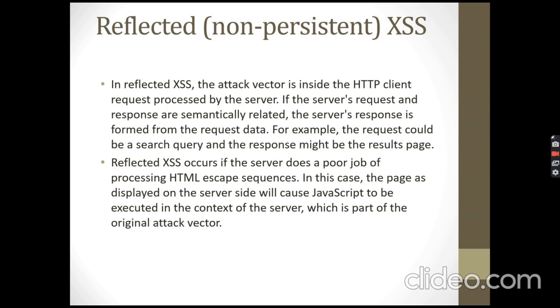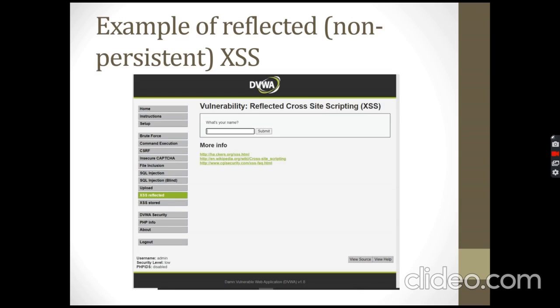Reflected or non-persistent XSS. In reflected XSS, the attack vector is inside the HTTP client request processed by the server. If the server's request and response are semantically related, the server's response is formed from the request data. For example, the request could be a search query and the response might be the results page. Reflected XSS occurs if the server does a poor job of processing HTML escape sequences. In this case, the page as displayed on the server side will cause JavaScript to be executed in the context of the server, which is the part of the original attack vector.